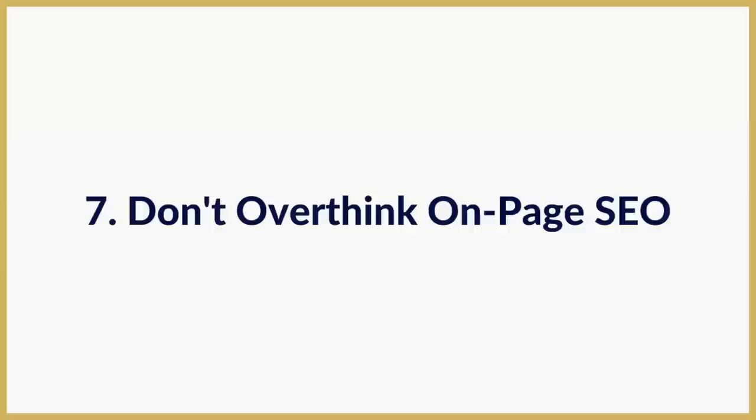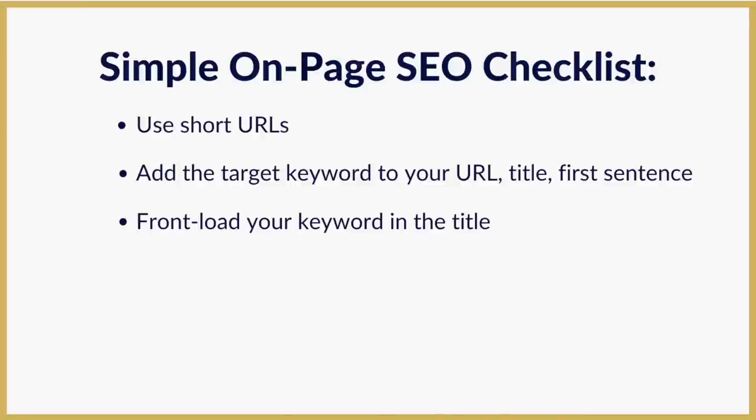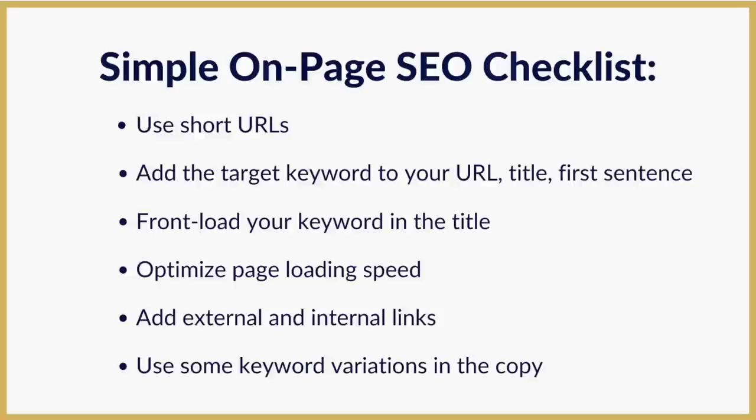All right, so let's move on to the bonus actionable SEO tip from Brian Dean, which is don't overthink on-page SEO. So Brian keeps his on-page SEO process super simple. Here it is. Use short URLs, front load your keyword in the title, add the keyword in your URL and first sentence, optimize your page's loading speed, add external links to quality sources, add internal links, and sprinkle some keyword variations throughout the content. So if you just follow Brian's simple on-page SEO recommendations, you'll probably be ahead of 80% of websites.